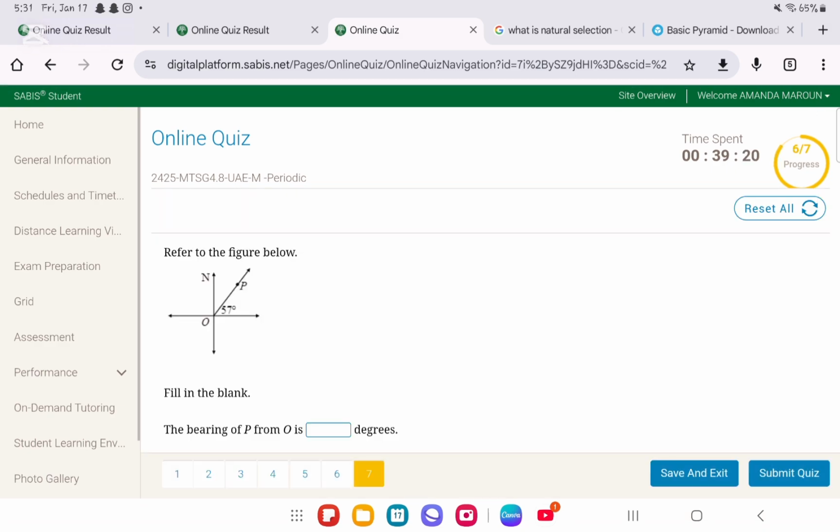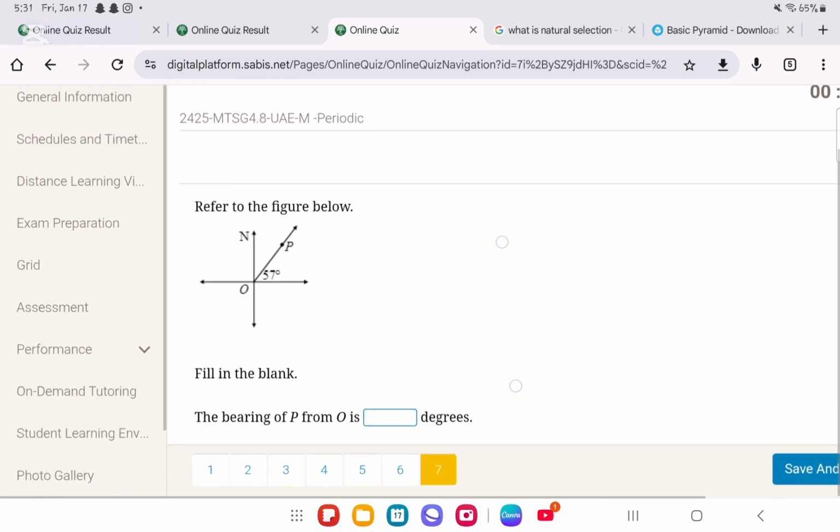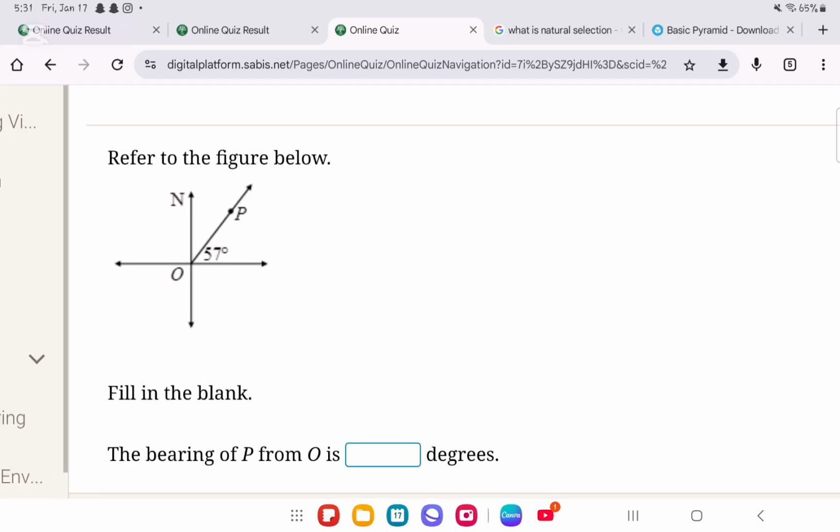Moving on to question number 7. This is by far literally one of the easiest questions. Now, there's a difference between bearing and elevation. So this over here is what? The angle of elevation between O and P.